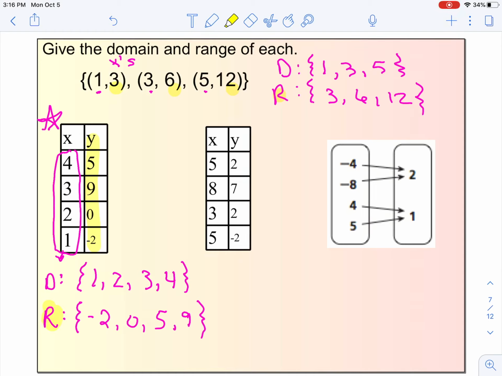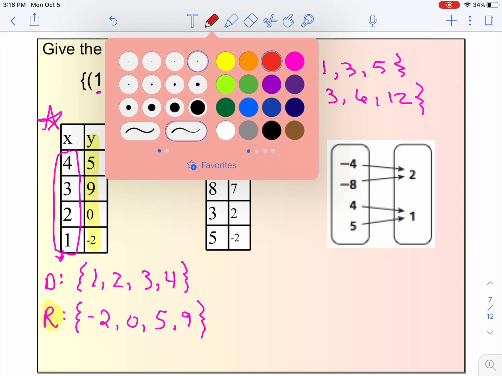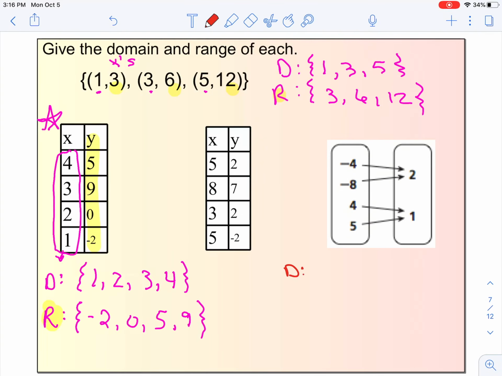It's pretty simple when you work with a set of ordered pairs or a map, but it gets a lot trickier if you have a continuous graph. These discrete ones are fairly simple. So I'm going to do this one next with you. This is our domain, and we are looking for the set of all x's, or inputs. This is what we're putting in. We're putting in a -4, and it goes to 2. So our x's would be -8, again listing them in order, -4, 4, and 5. So these are our x's.